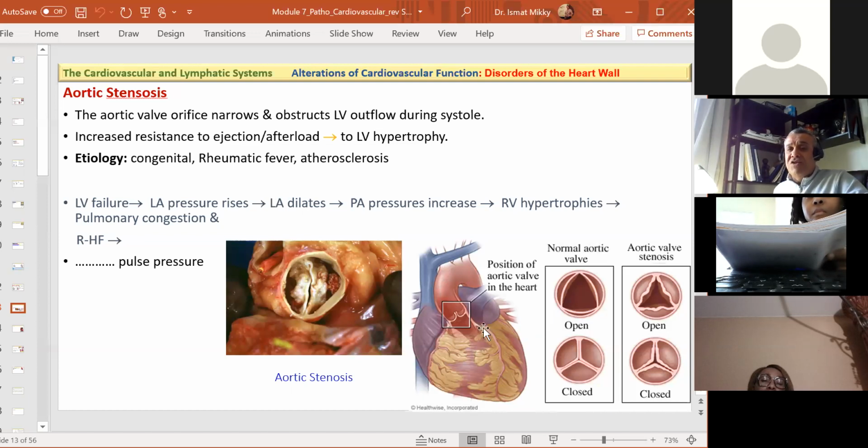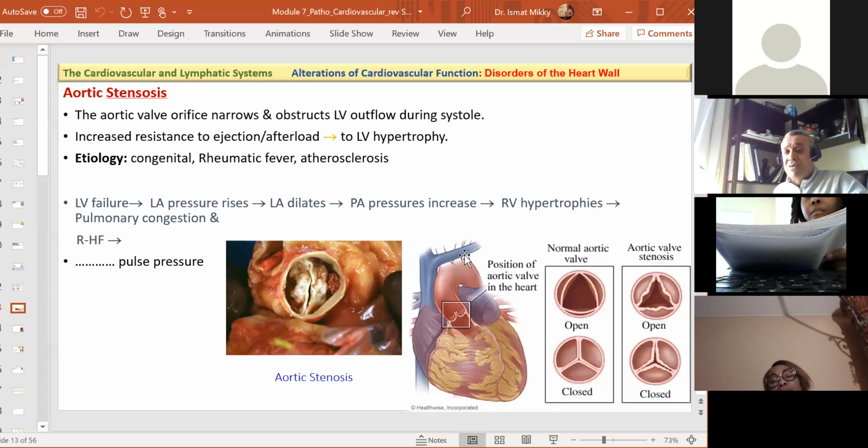chamber will affect the adjacent chamber, which means that less blood is ejected from the left ventricle through a small orifice from the aortic valve stenosis. So more blood is stagnant, retained in the left ventricle. More blood here, more pressure, hypertrophy, and more pressure in the left ventricle. Then that pressure will be transmitted to the left atria.